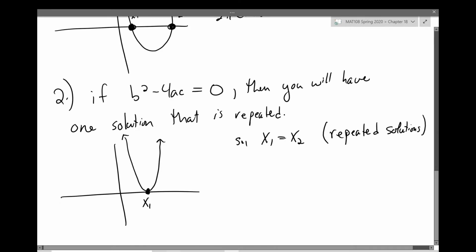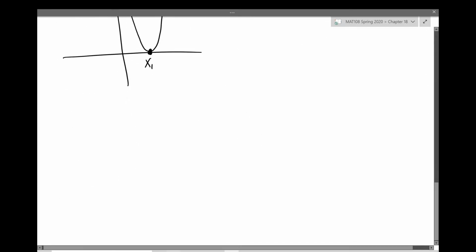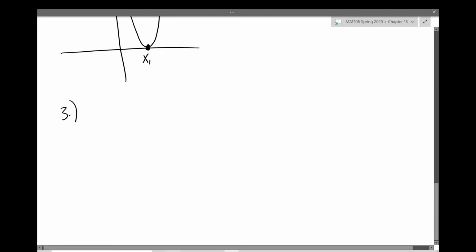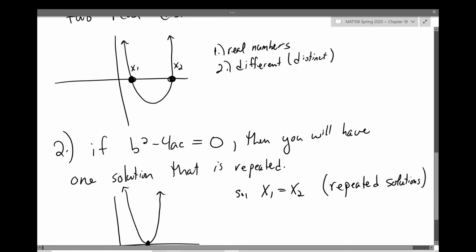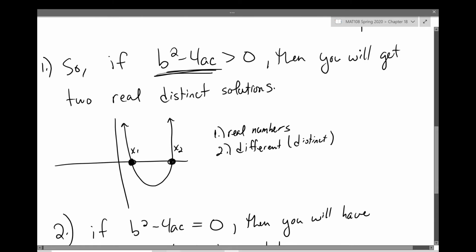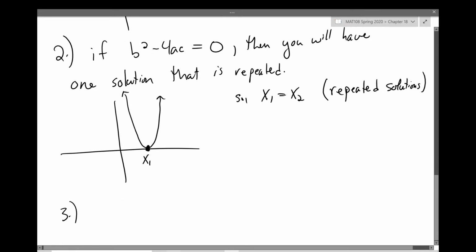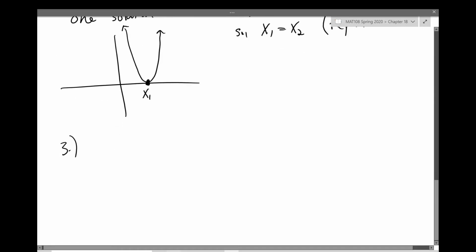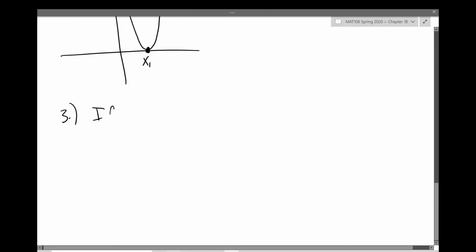Now we have one more type of solution. If you've been paying attention, maybe you can guess it. Solution 1, your discriminant was greater than 0. And 2, your discriminant was equal to 0. So what do you think the last one is? If b squared minus 4ac, what do you think? Hopefully you thought less than 0.